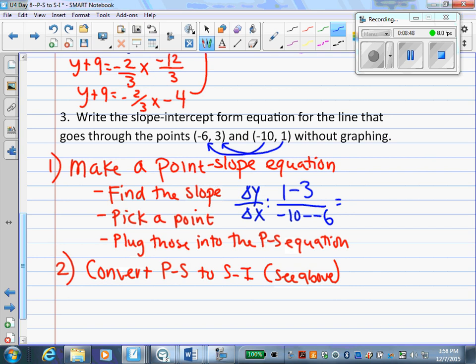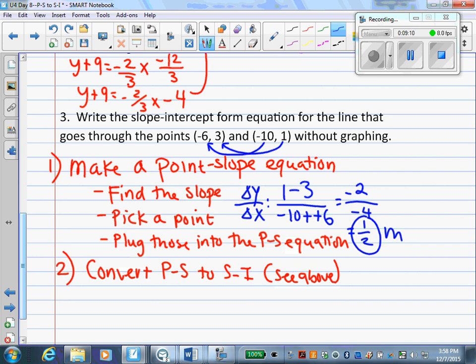1 minus 3 is negative 2. Divided by negative 10 minus negative 6, which is like adding. Negative 10 plus 6 is negative 4. Negative 2 divided by negative 4 is positive 1/2. Okay, that's my slope. My second thing was to pick a point. I'm going to pick the first one, (negative 6, 3).